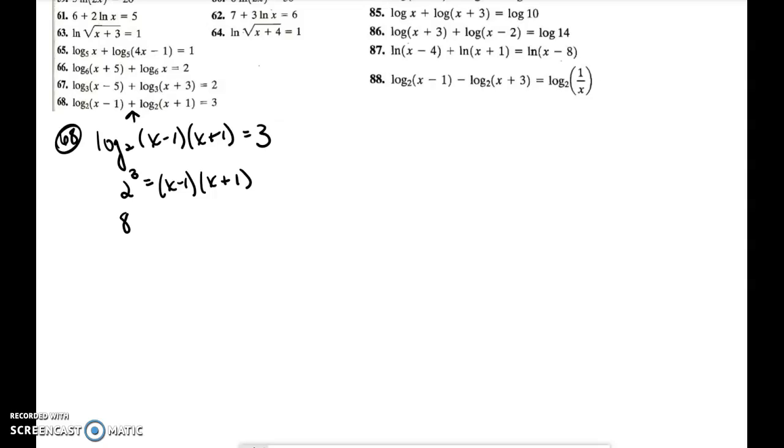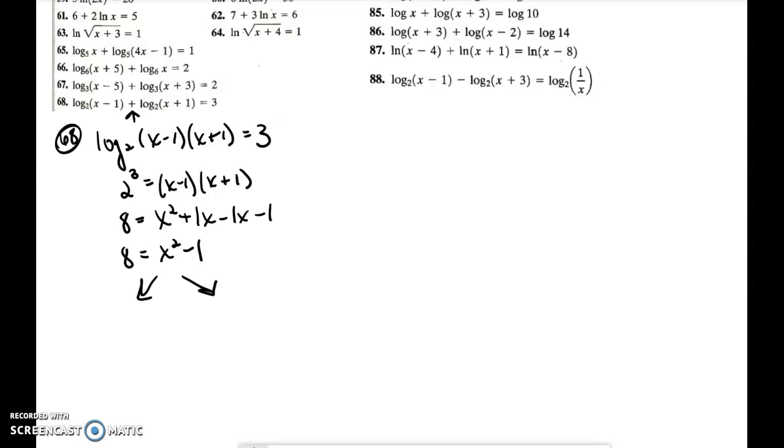2 to the third is 8. If I FOIL this, or if I recognize it as the difference of 2 squares, I end up with an x squared, a plus 1x on the outside, a minus 1x that's going to cancel. So again, if you recognized that and skipped writing that entire thing out, that's just fine. I have x squared minus 1 equal to 8. I can solve this 2 different ways now. I could subtract the 8 from both sides.